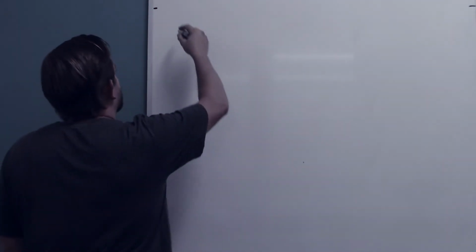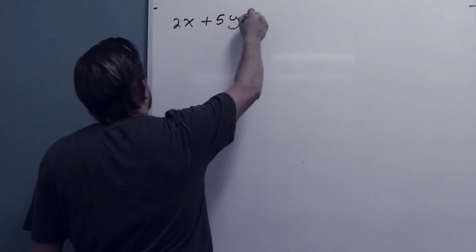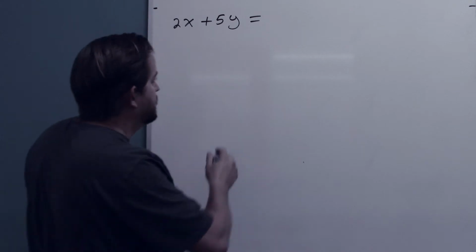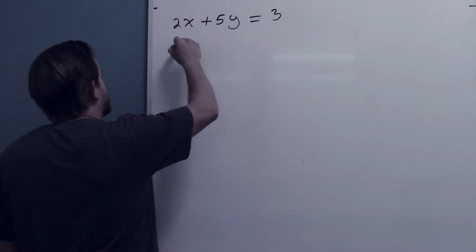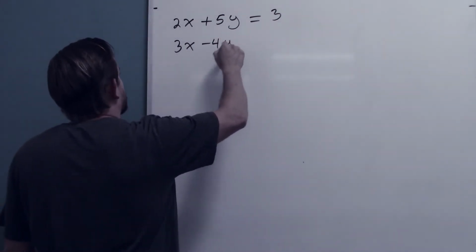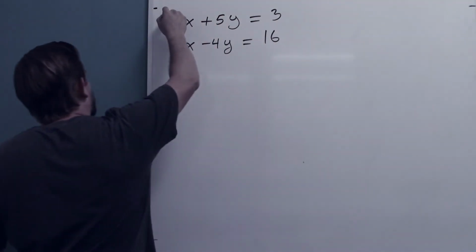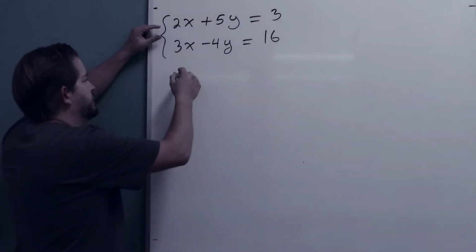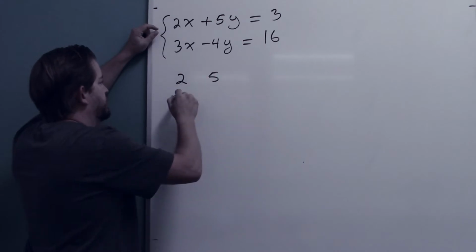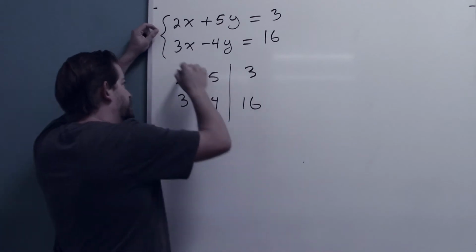Alright, let's start with this system here. 2x plus 5y equals 3. And I have 3x minus 4y equals 16. So the first thing that we want to do, because it asks us to solve this using a matrix, is to turn this into a matrix. So I take my coefficients, the 2, 5, 3, negative 4, augment it with 3 and 16, and there's my matrix.